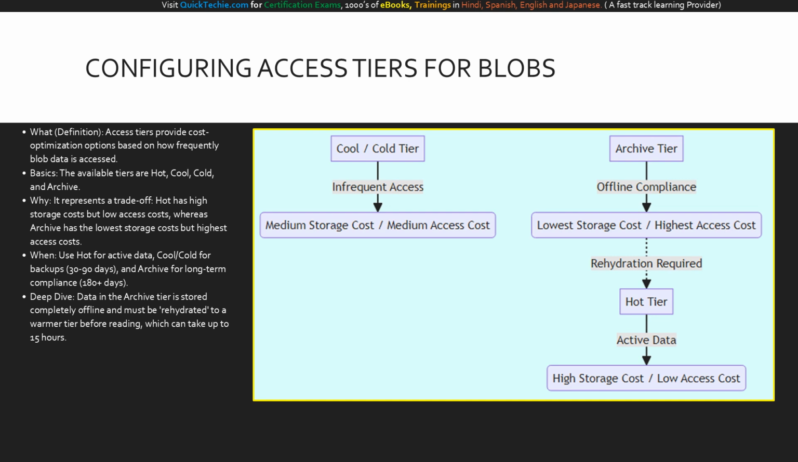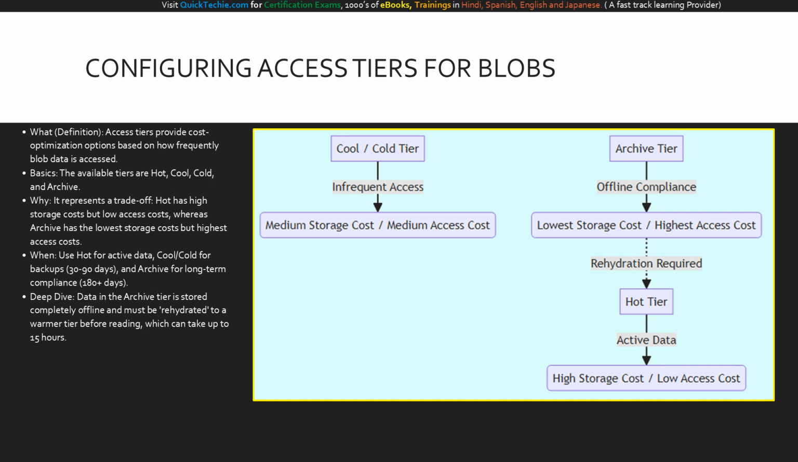What are access tiers? They are pricing models optimized for your specific data usage patterns. The basics include 4 tiers: hot, cool, cold, and archive. Why do we use them? Because it's a financial trade-off. The hot tier charges you a premium for storing data, but makes accessing that data very cheap. Conversely, the archive tier is incredibly cheap for storage, but heavily penalizes you financially if you try to read it.